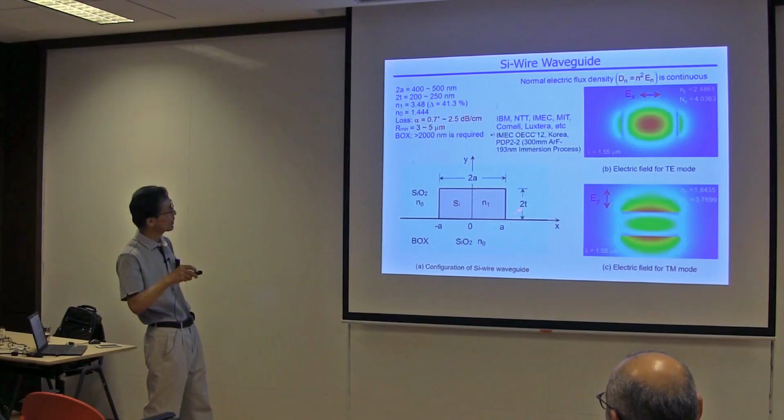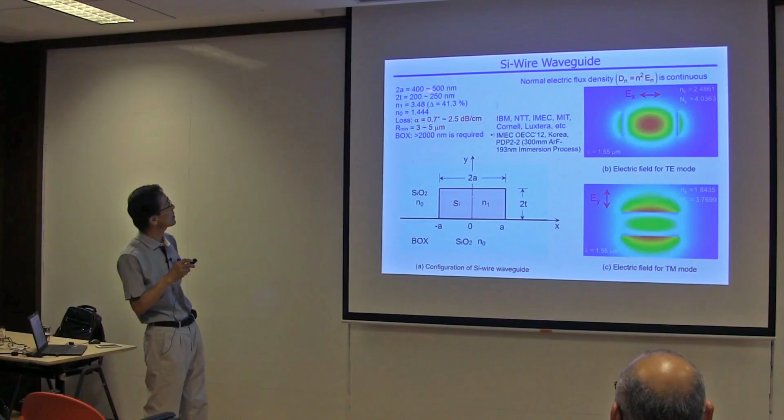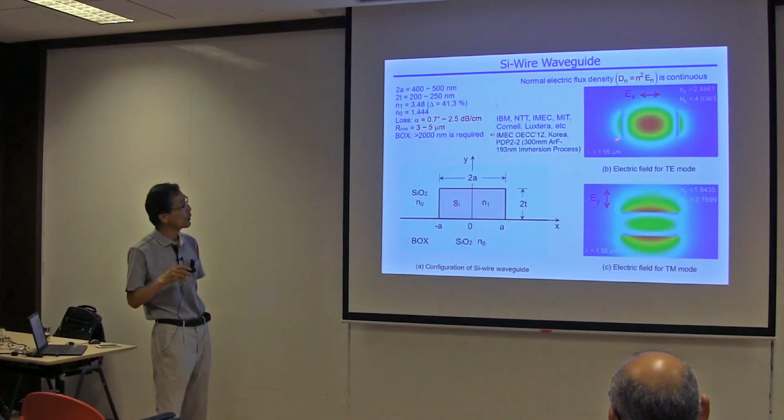This is the silica. And here is the silicon. And as I described, it's a submicron core we should have in order to achieve single mode operation. And loss is typically 1 dB per centimeter, as I already described. And these are the simulated electric field plots.